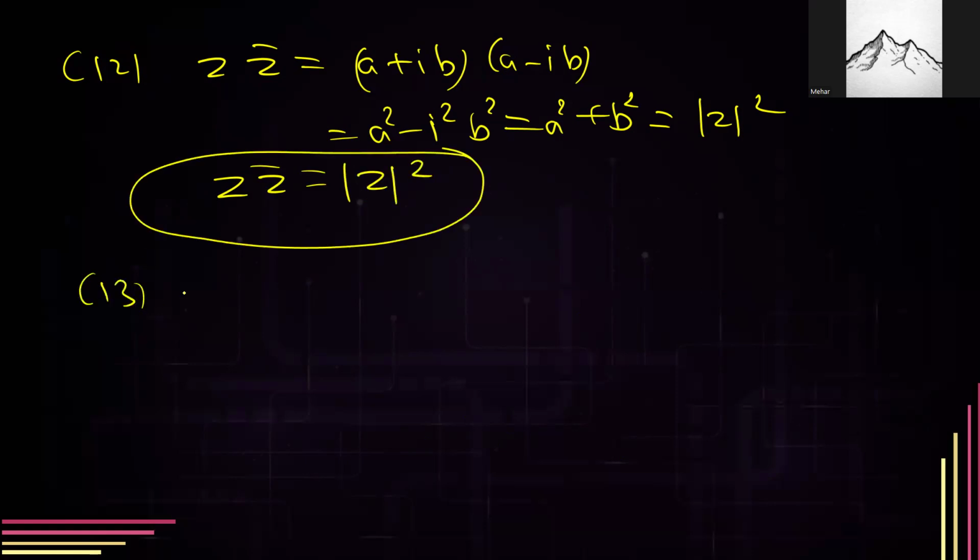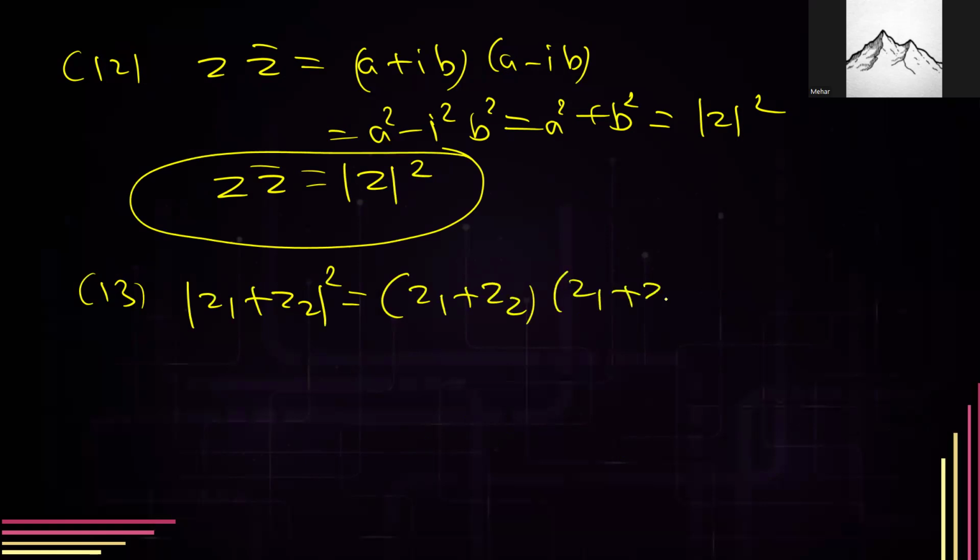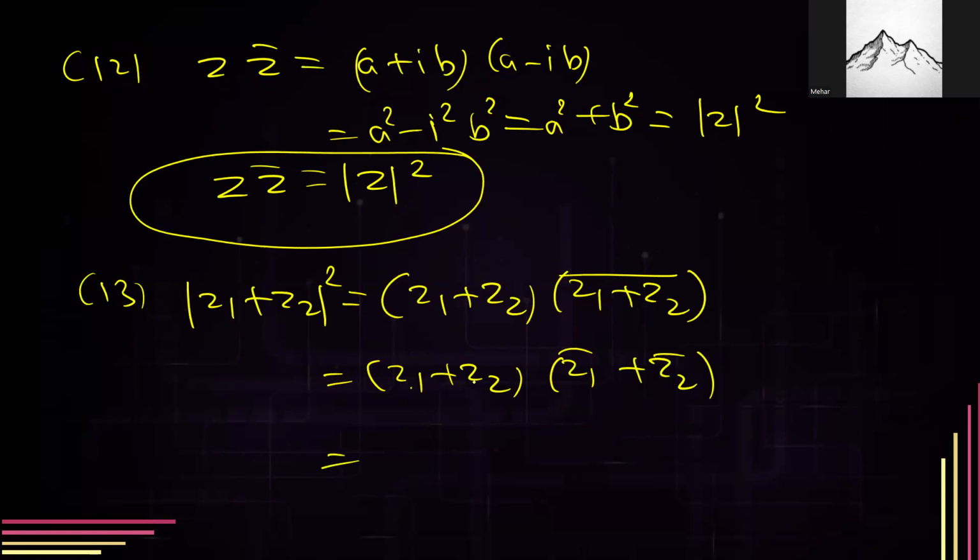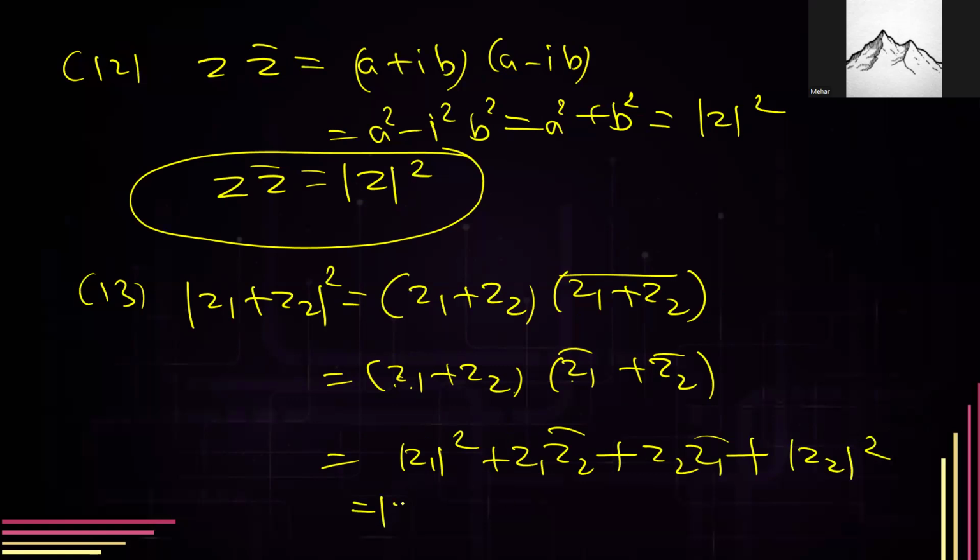Now, based on this only, if I consider mod of Z1 plus Z2 whole square, you can actually write it as the complex number Z1 plus Z2 multiplied by the conjugate of that. And as I told you, whether you take whole conjugate or individual conjugate and add, it would be the same. So you can write this as Z1 conjugate plus Z2 conjugate. Now multiply these two. Z1 multiplied with Z1 conjugate will be Z1 Z1 bar, which is mod Z1 whole square. Then you'll get Z1 Z2 bar plus Z2 Z1 bar plus Z2 into Z2 bar, which is mod Z2 whole square. So this can be written as mod Z1 whole square, which we write as it is, and mod Z2 whole square, which we also write as it is.